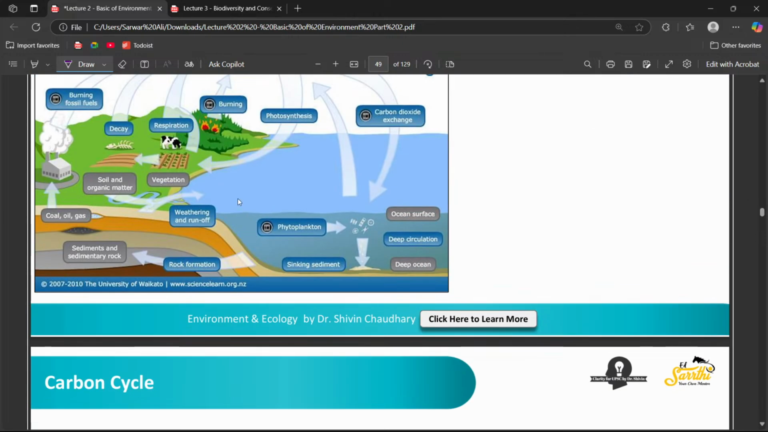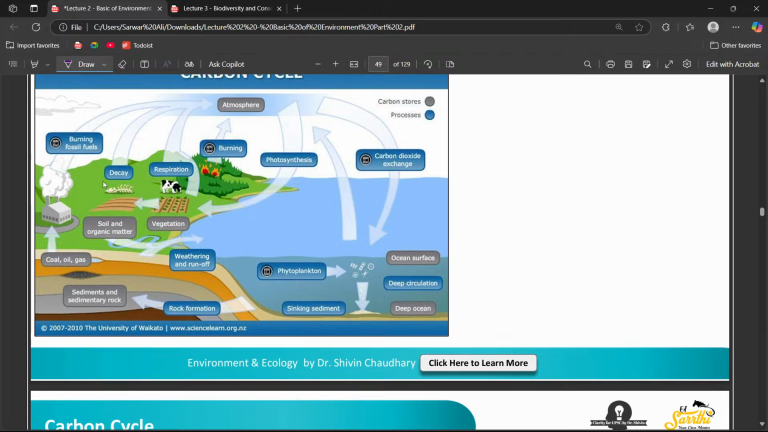So this is an example of the carbon cycle. We can see carbon is produced by decay, it is produced by respiration, it is produced by burning of fossil fuels. What is happening? It is going to the atmosphere. Photosynthesis is converting it back into oxygen, which is used by vegetation. Phytoplankton.